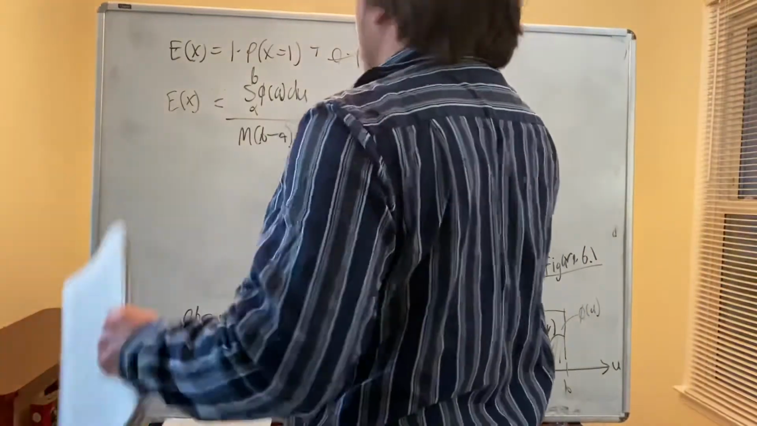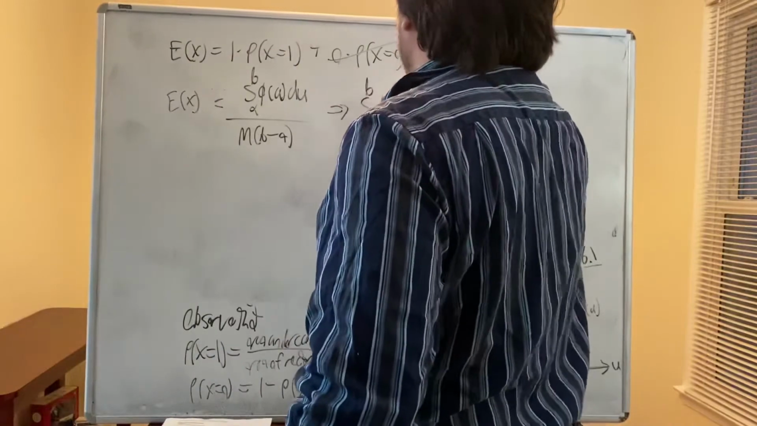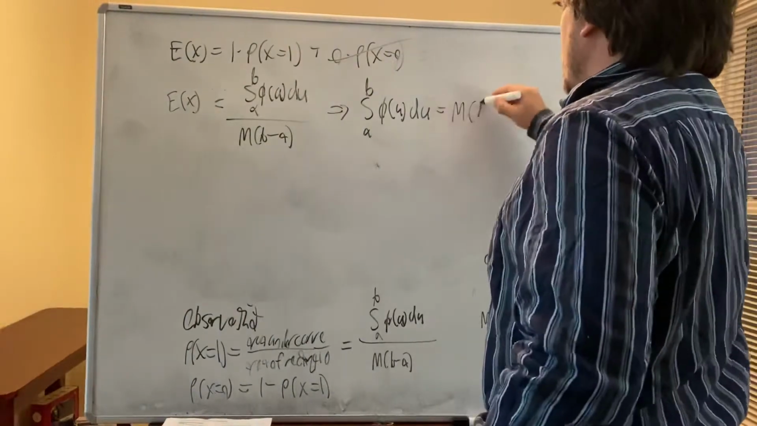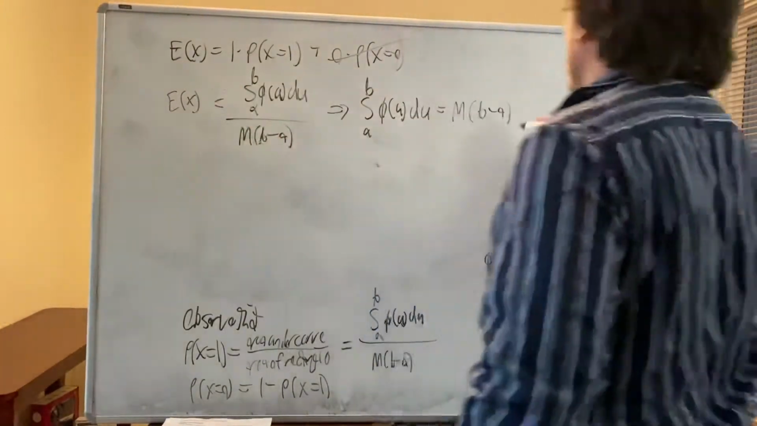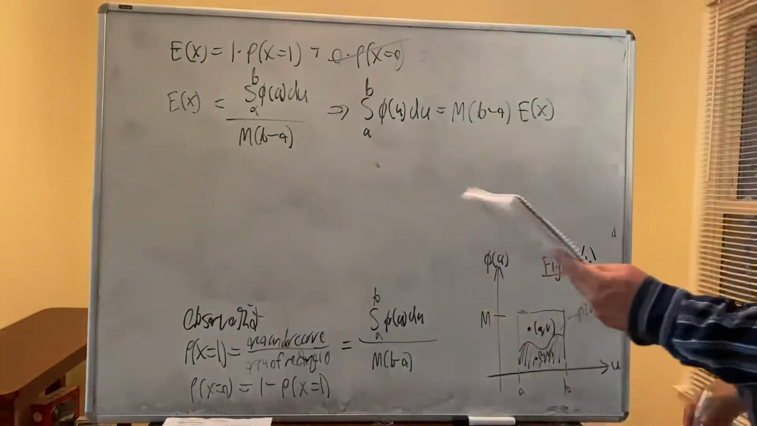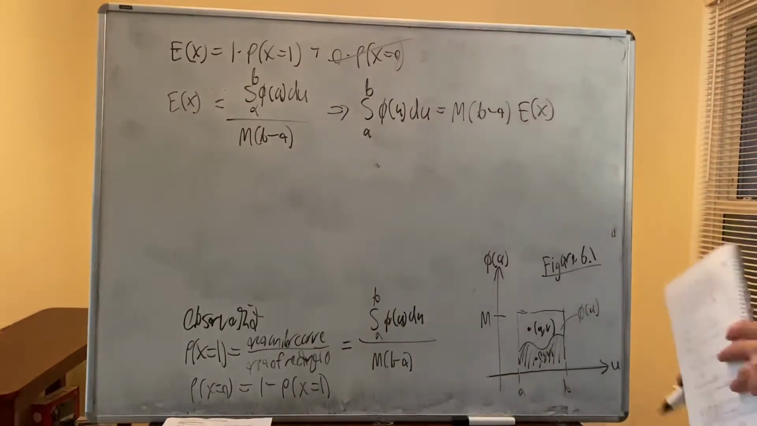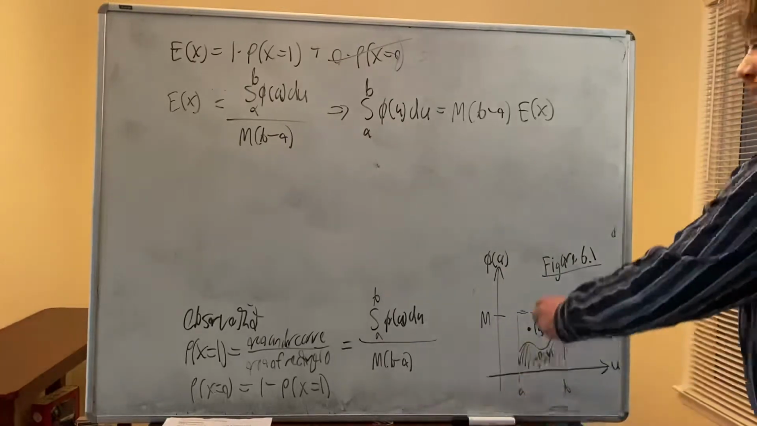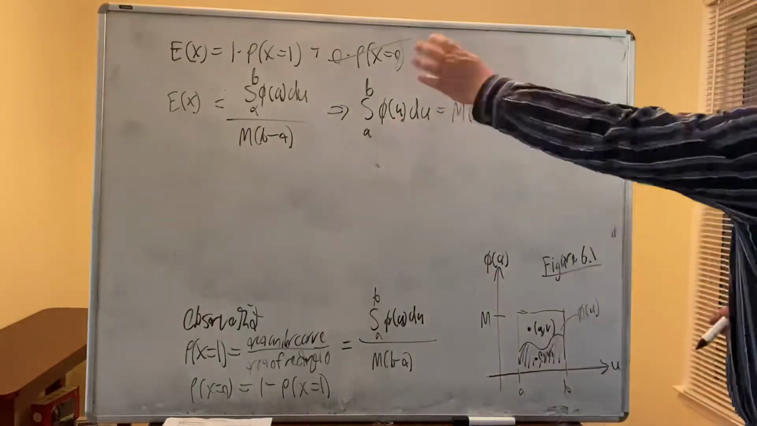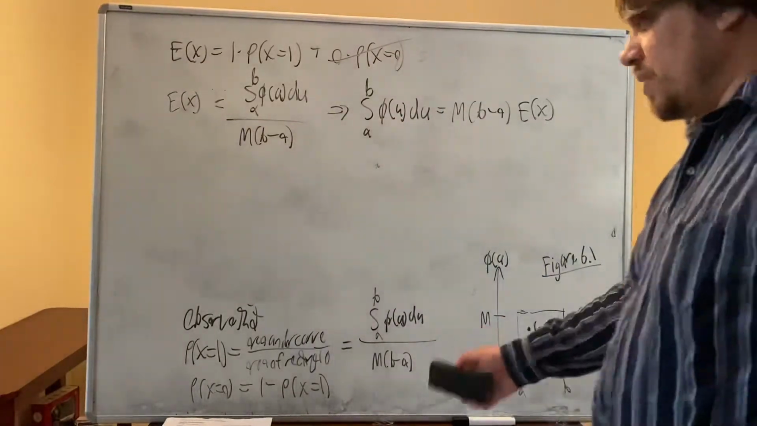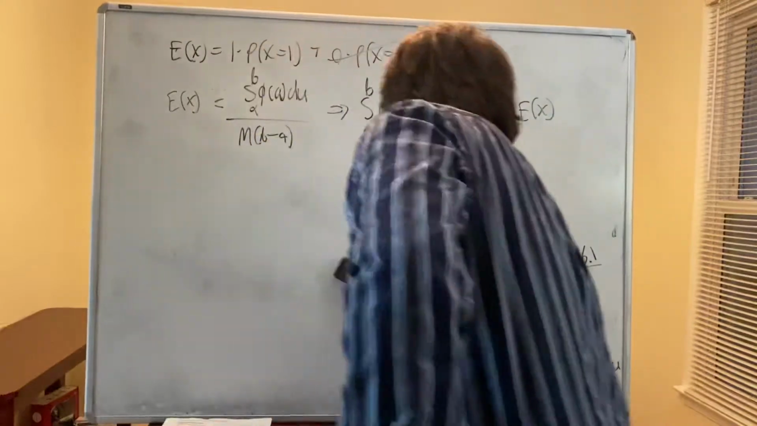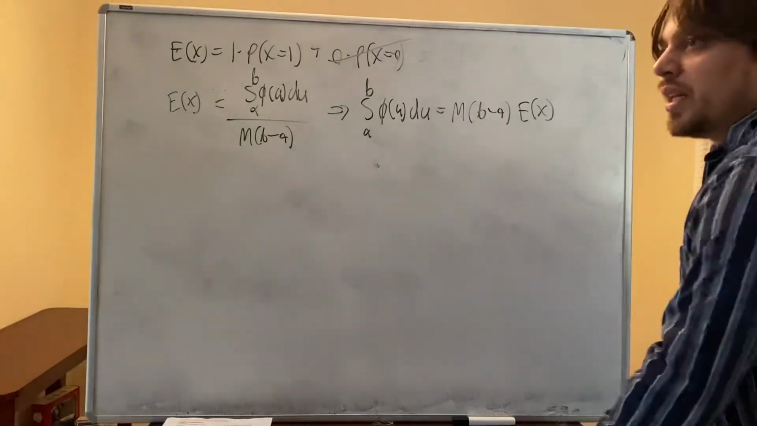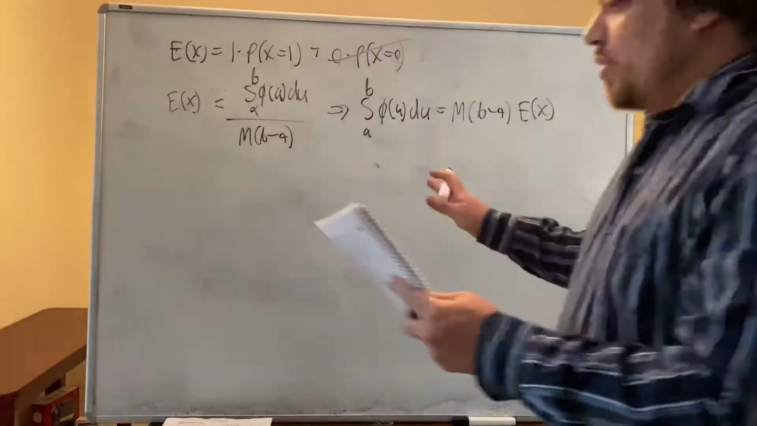And so that implies that the definite integral from a to b of phi of u du is equal to capital M times (b minus a) times E of x. All of this was to get this equation here, so I can erase all of this. We're going to need this space later. And so let's keep going, we have those two equations there.